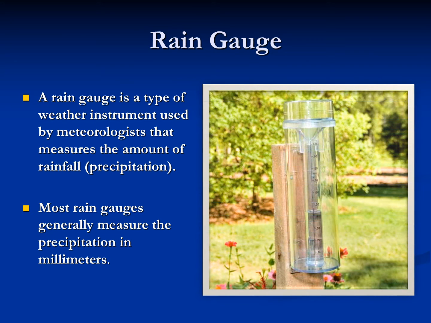The first weather tool that we will talk about is the rain gauge. A rain gauge is a type of weather instrument used by meteorologists that measures the amount of rainfall or precipitation. Most rain gauges generally measure the precipitation in millimeters. Here is a picture of a rain gauge.